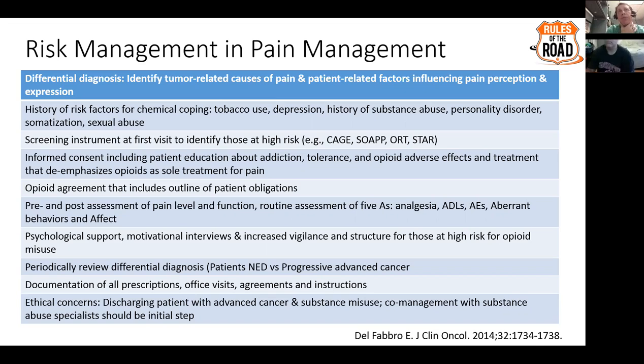Informed consent includes not only the concerns about addiction, but many of the opioid adverse effects that we now know are non-analgesic, such as hypogonadism, the potential for opioid-induced hyperalgesia, and the potential for immunosuppression. We also continue to de-emphasize that opioids are the only sole treatment for pain.